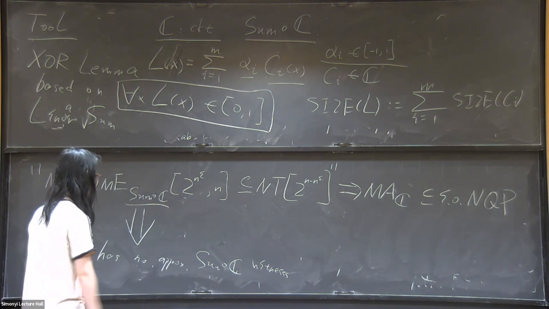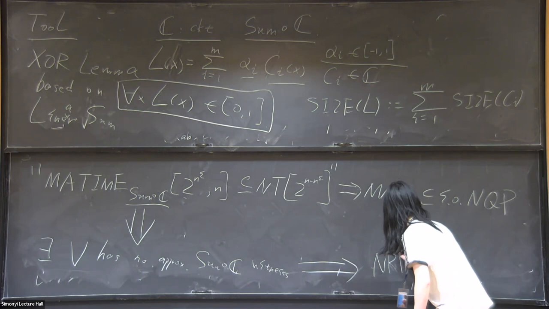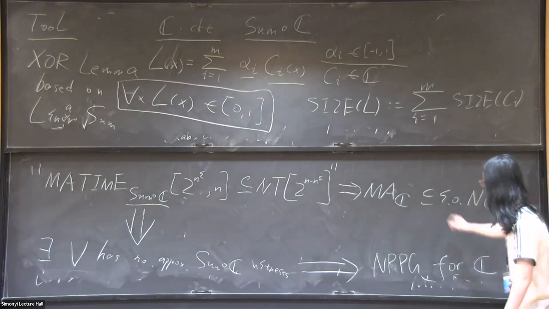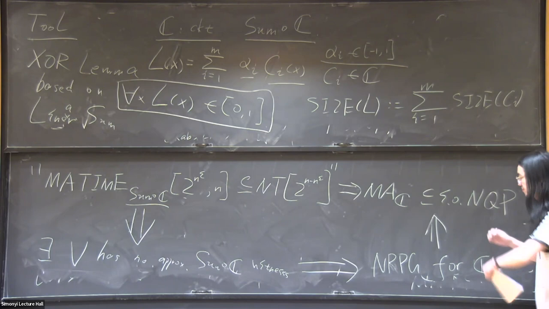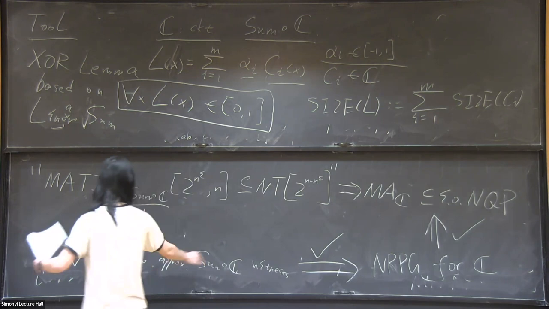Then this will give us NPRG for C, which can be used to derandomize Merlin-Arthur C. And I think I will just tell you how this works. And how this is, okay, I need to formally define what this means.